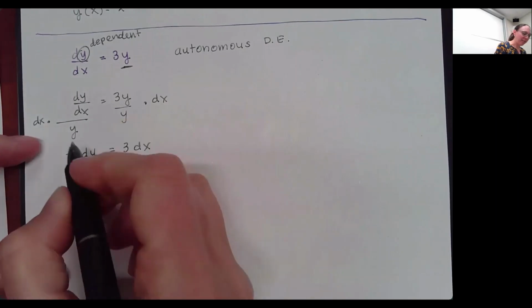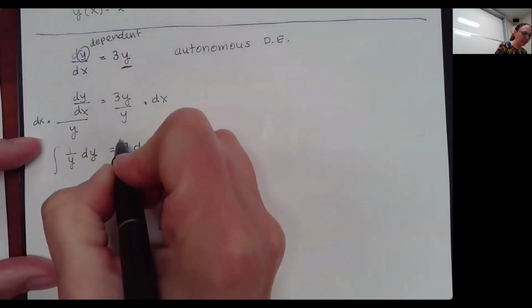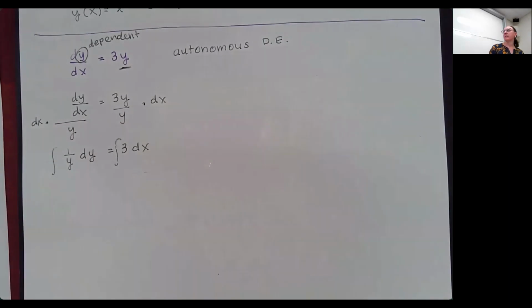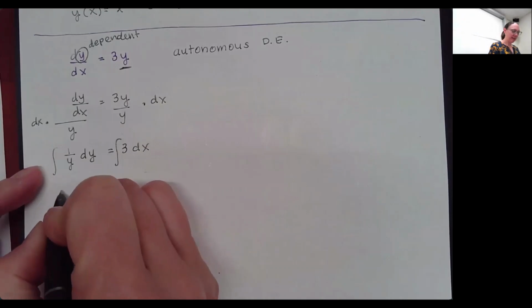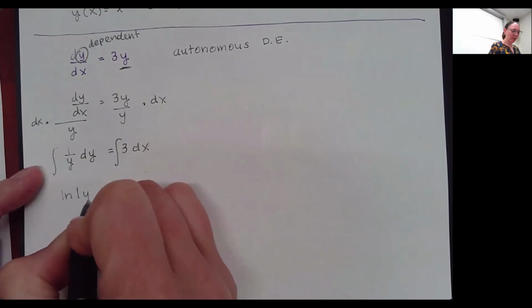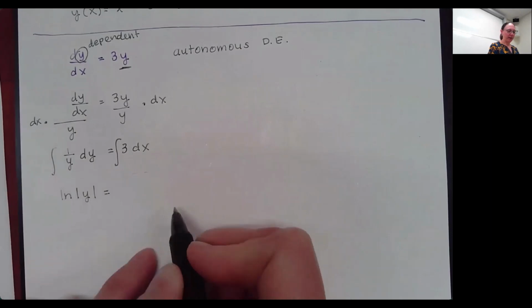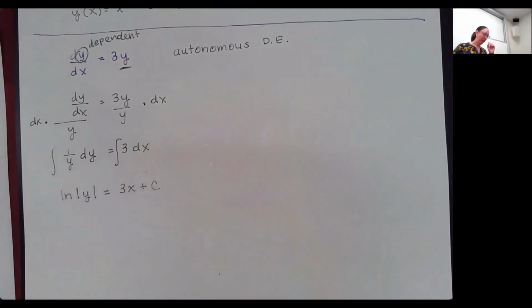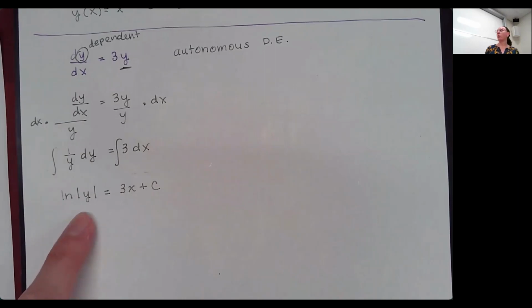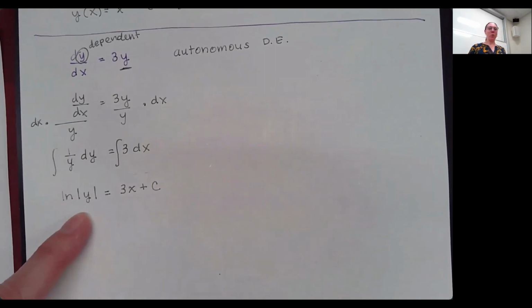And I can find the antiderivative of both sides by taking the integral. So if I integrate 1 over y dy, I'm going to end up with natural log of the absolute value of y. And over here on the right-hand side, I'll end up with 3x plus some sort of constant. Now, if we were given initial conditions, then we would be able to solve for that constant. Just one quick note on that absolute value of y piece.